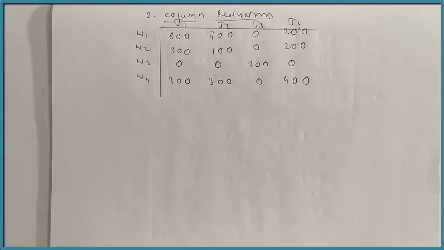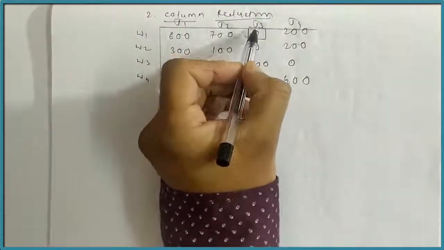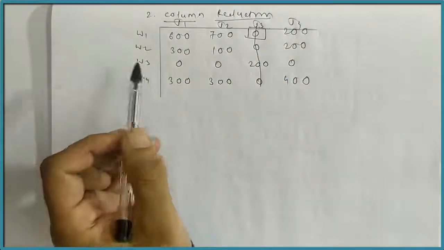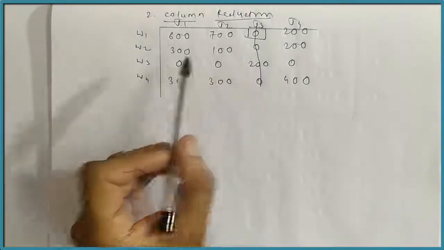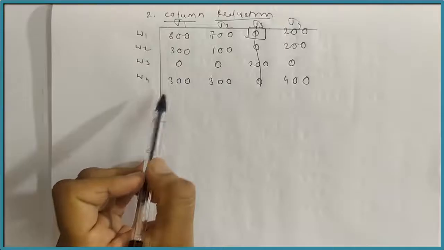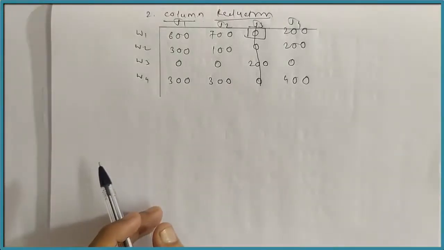Now look at the first row. In the first row, exactly one 0 is there. Therefore, mark a square around it and draw the vertical line passing through that 0. In the second row, there is no 0. In the third row, there are 3 zeros, therefore we will skip that third row. And in the fourth row also there is no 0. Still there are 3 zeros that are uncovered. Therefore now we will go for the column scanning.